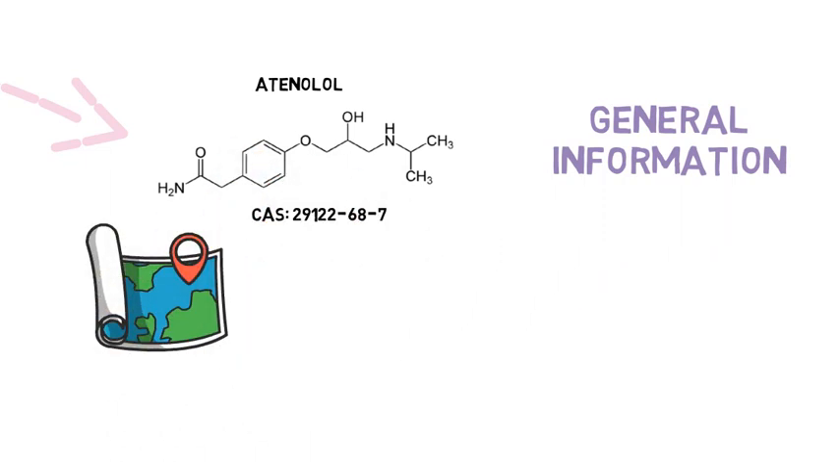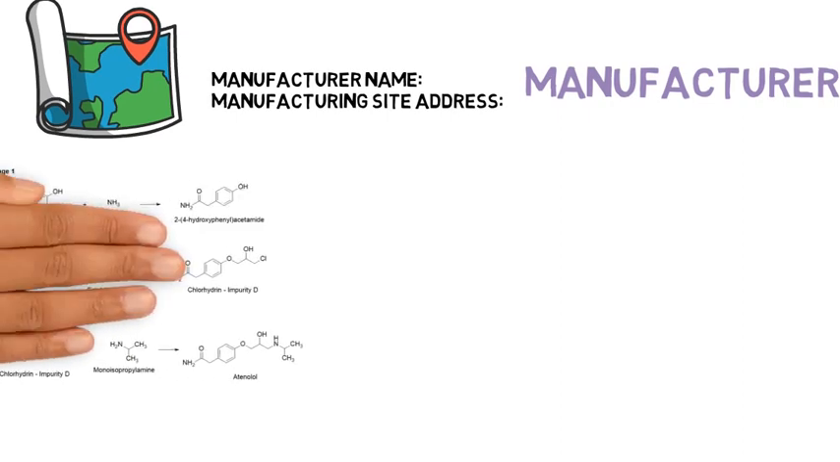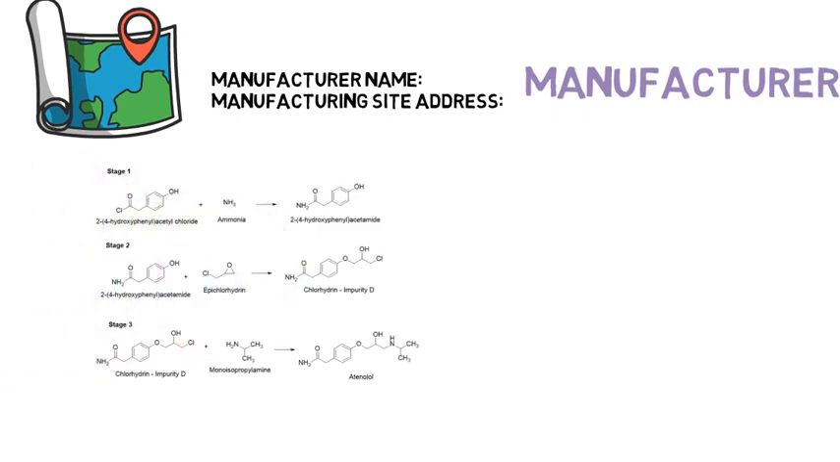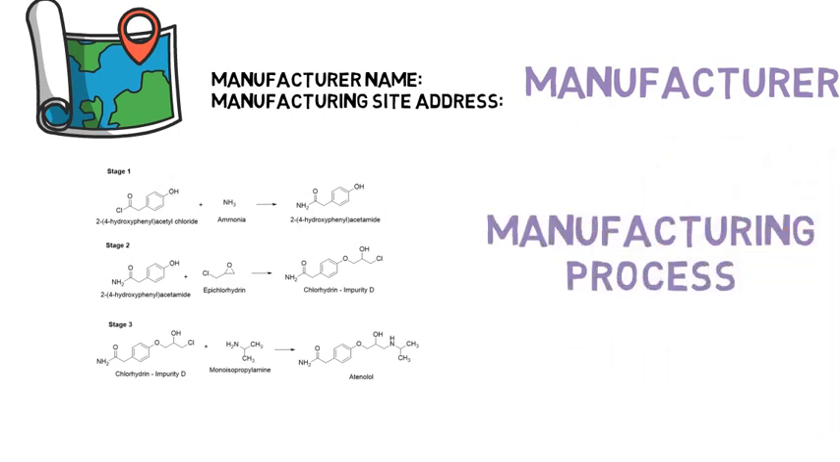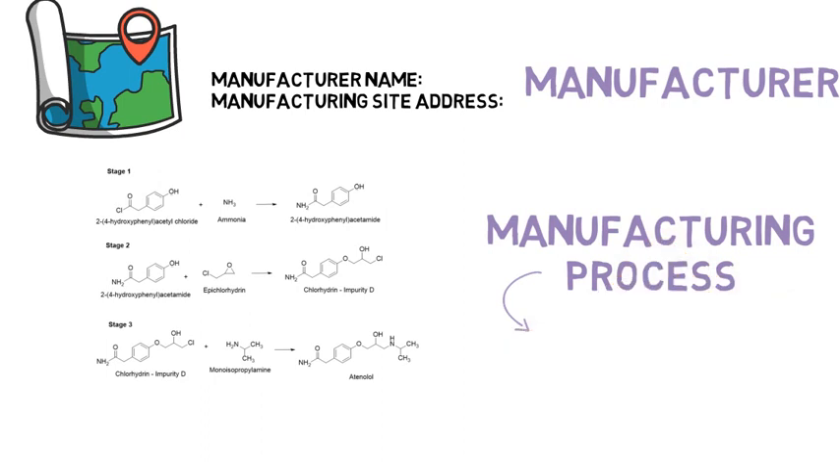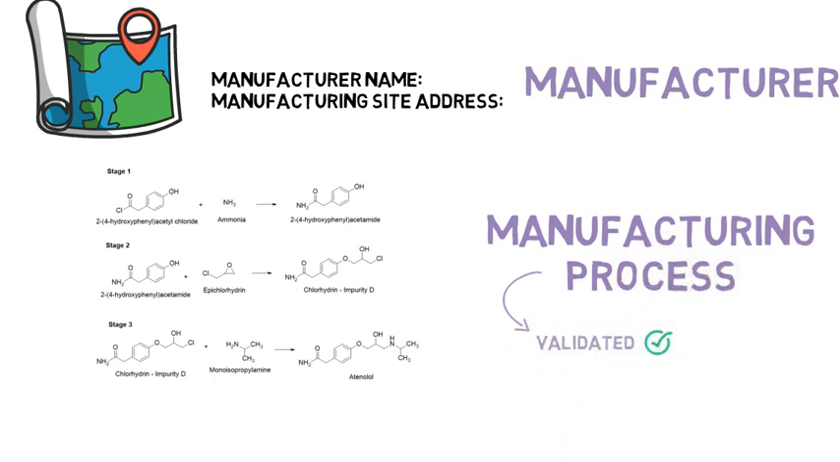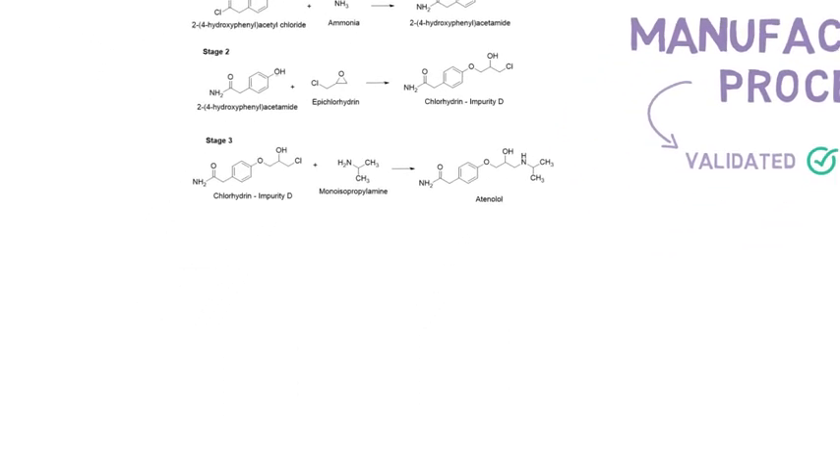We will then find out where it is produced, who is the manufacturer, and the manufacturing site address. And after that, we will be faced with the route of synthesis used by this manufacturer to produce this API. Is it a chemical synthesis? Is it through fermentation? What are the steps and which materials are used? This manufacturing process was developed and validated by the manufacturer, and the result of the 3 validation batches will be used to develop the DMF.